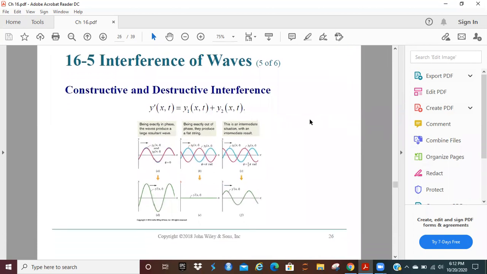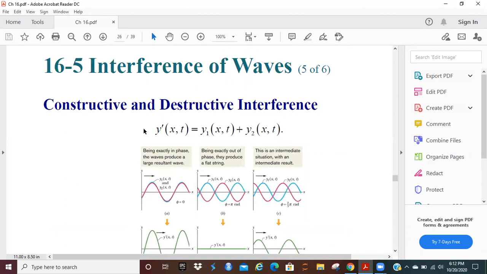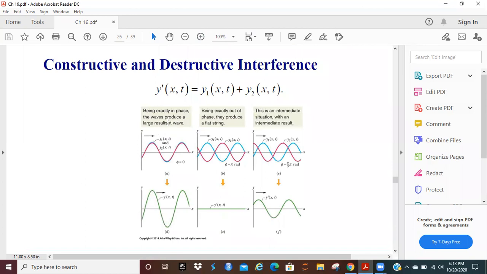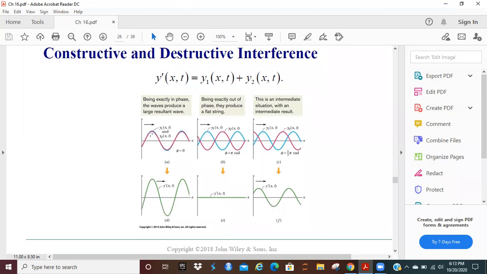So, constructive and destructive interference. You've got your superposition wave going on here. Being exactly in phase, the waves, if you were to add these two together, produce a large resultant wave. So you've got two waves here, y1 and y2. They're exactly in phase, so you get this huge oscillation going on here.